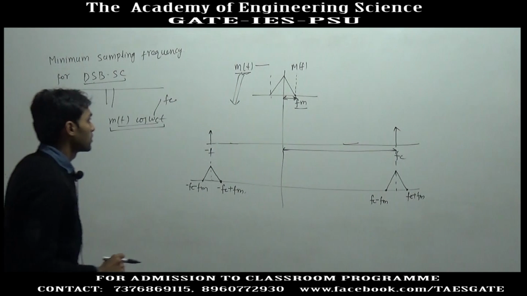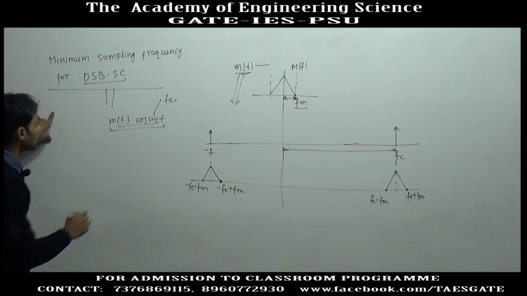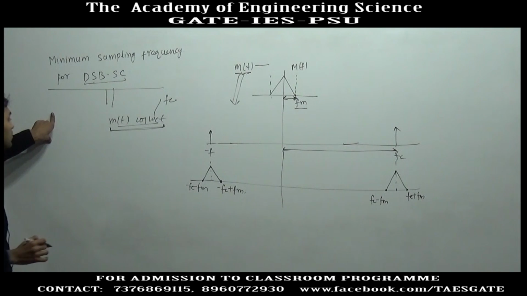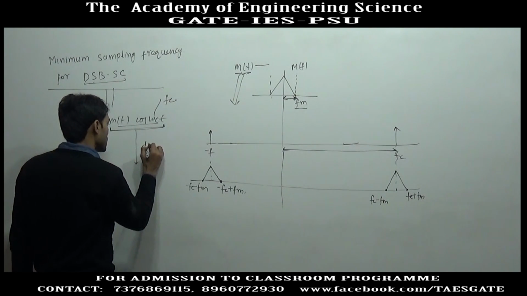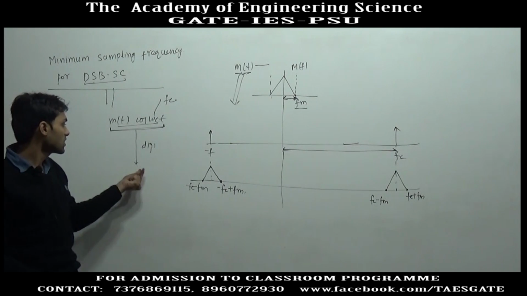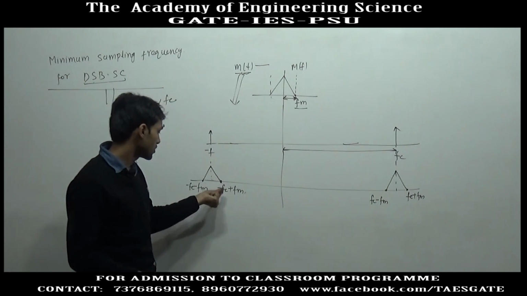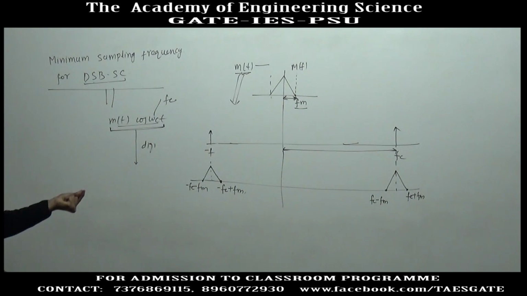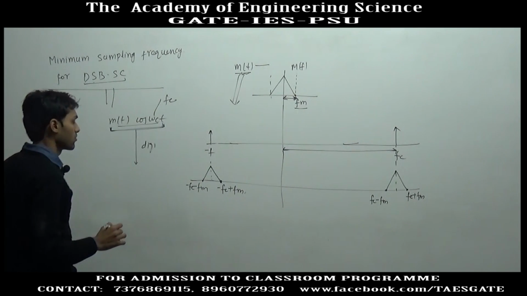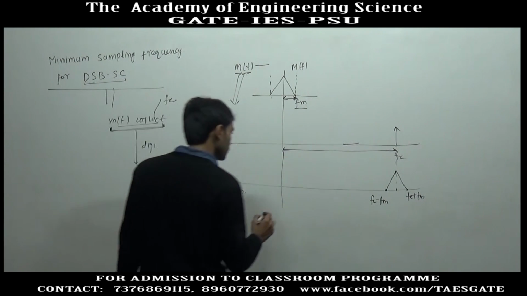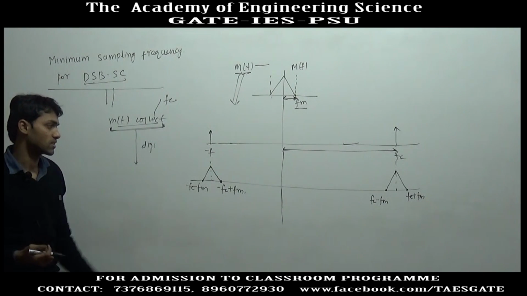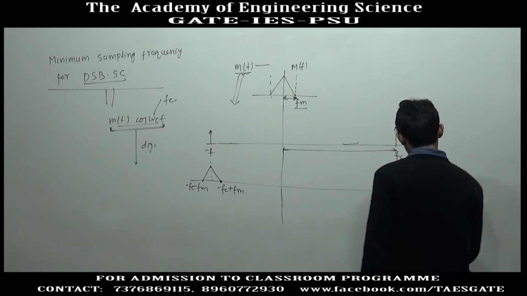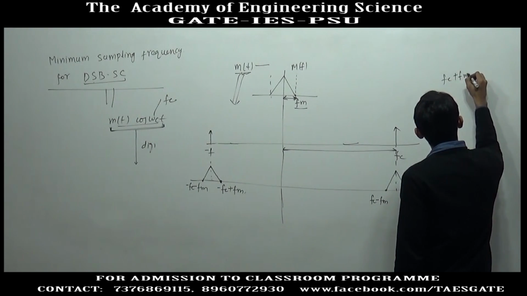Now, once the analog DSB-SC is obtained, or the amplitude modulation is done, this is also an analog signal. This has to be digitalized for transmission. For digitalizing this, we need to take samples of this signal, or we need to do sampling. The question is, what should be the sampling frequency for this signal? In this signal, the highest frequency content is Fc plus Fm.